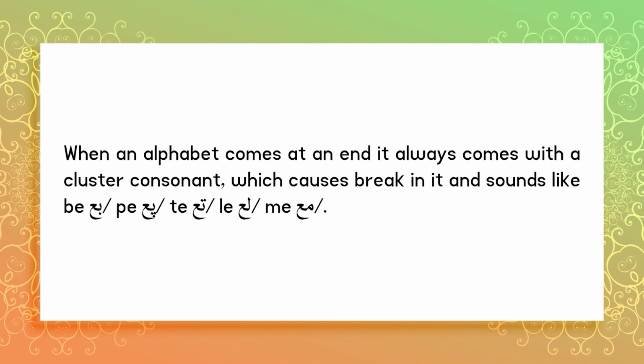That is, it comes with jazm. We call it jazm, or we call it ye lafz sakin aaya hai. This alphabet has come as sakin, with a cluster consonant, which causes a break in it and sounds like ab, कब, तब, पा, ta, la, ma. Why do we pronounce it in this way? Because of jazm.